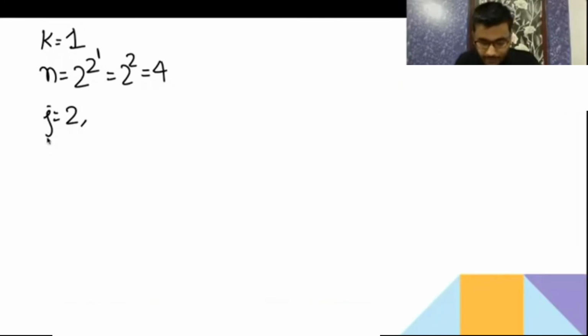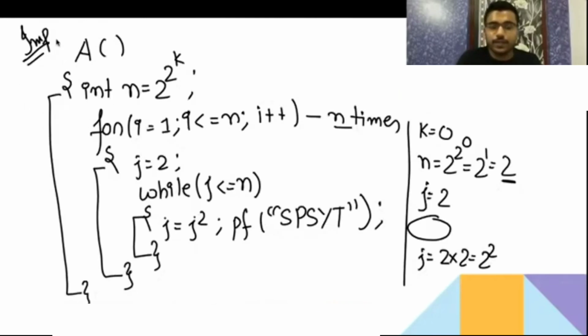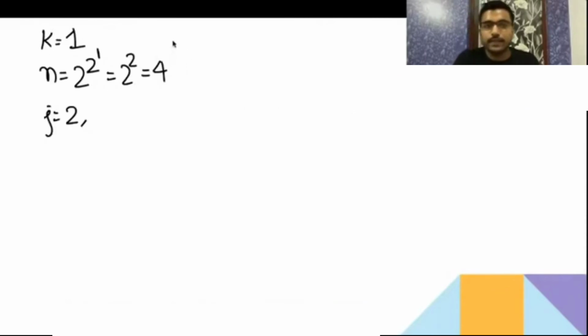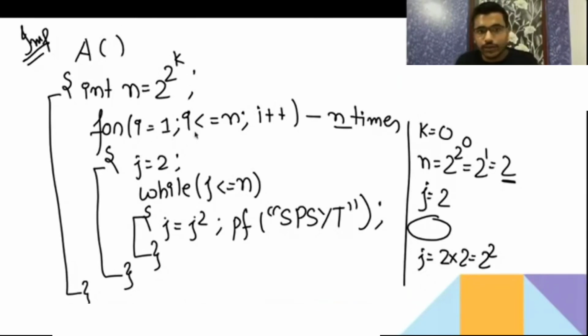I am saying, explain again please. Yeah, try to solve by this. See, I have taken k equal to 1. When k is equal to 1, this n is going to be 2 to the power 2 to the power k, here 1. So 2 to the power 1 is 2, 2 to the 2 is 4. Now see, it is going to execute 4 times.